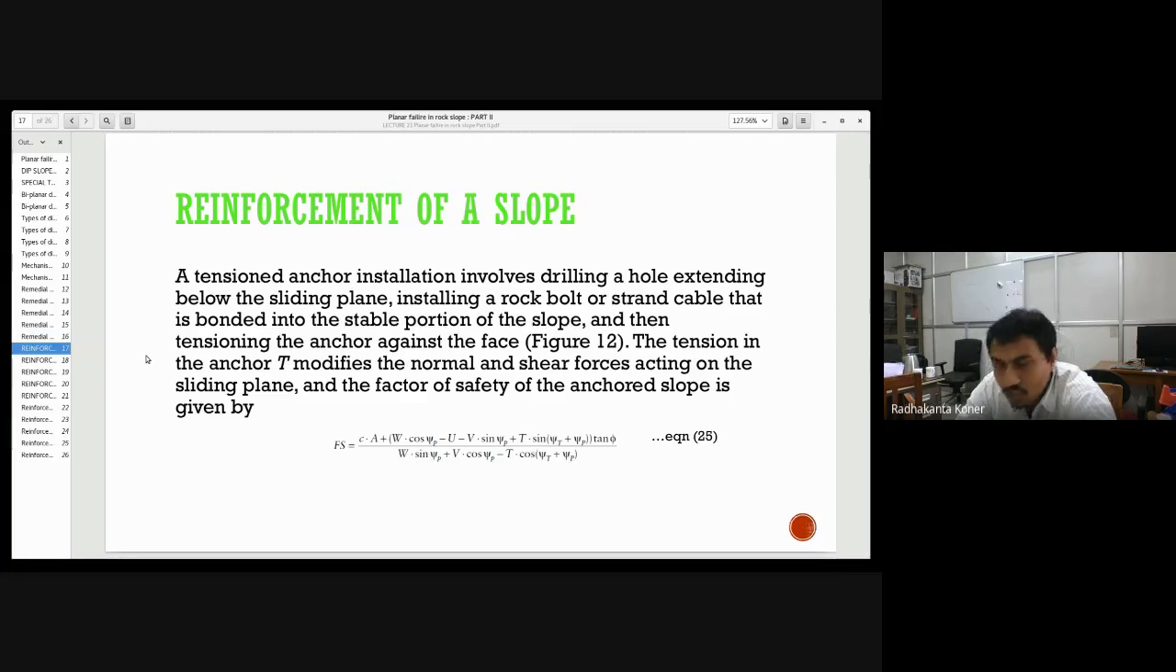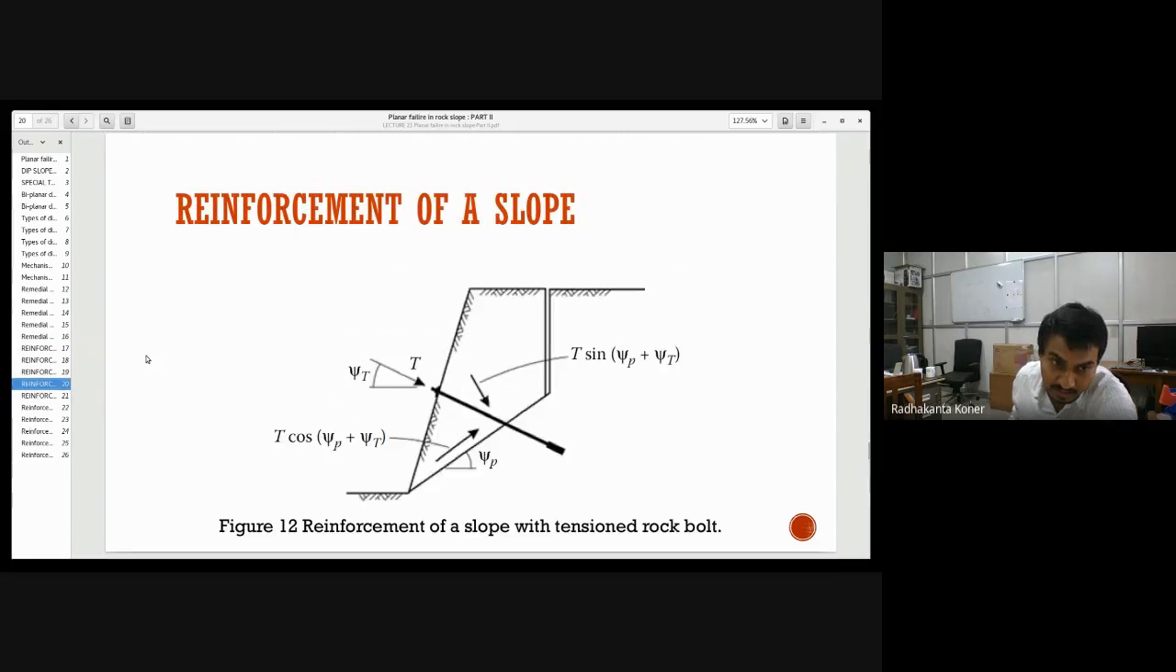Now, if we install a rock bolt, what will happen? Let's see the picture first, then I will analyze. If I install a rock bolt, what kind of differentiation of the stress distribution is occurring? Think about this scenario. This is filled with water, so it will exert U amount of pressure, V amount of pressure in this direction, U amount of pressure in this direction.